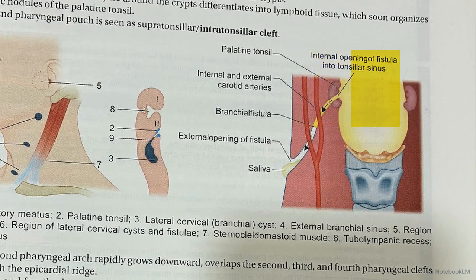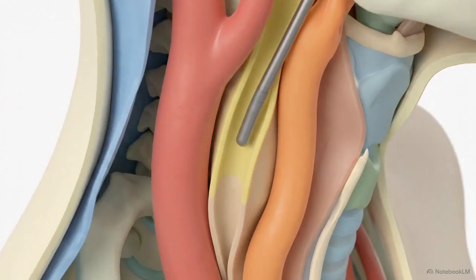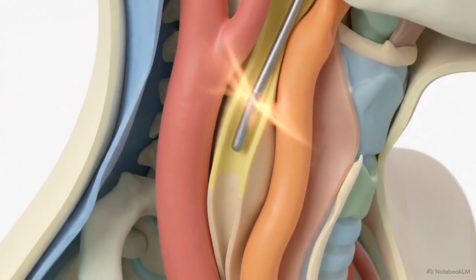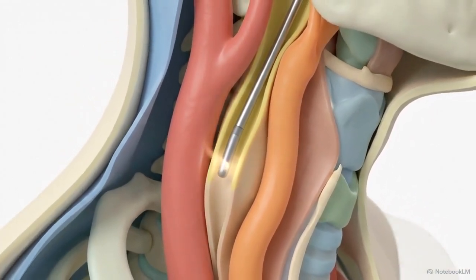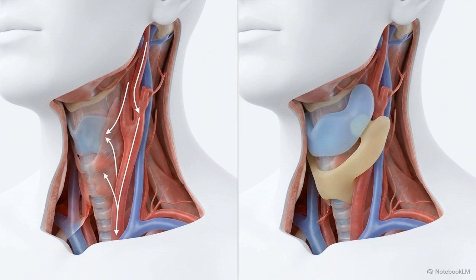A more complex anomaly is a branchial fistula. This develops due to the rupture of the membrane separating the second pharyngeal cleft from the second pharyngeal pouch. Surgical correction of a branchial fistula requires routing a path perfectly between the external and internal carotid arteries. This exact anatomical trajectory is dictated entirely by the ancient embryonic layout of the second pouch and cleft.